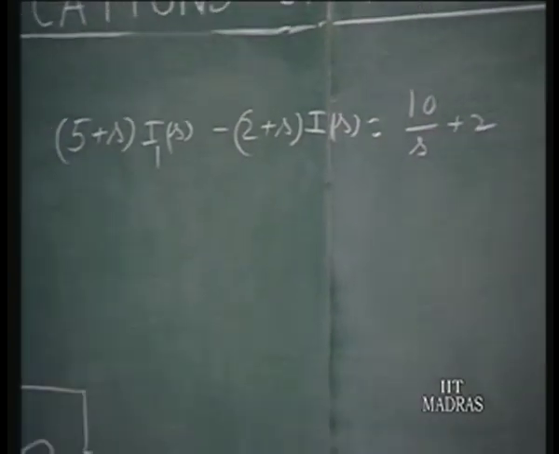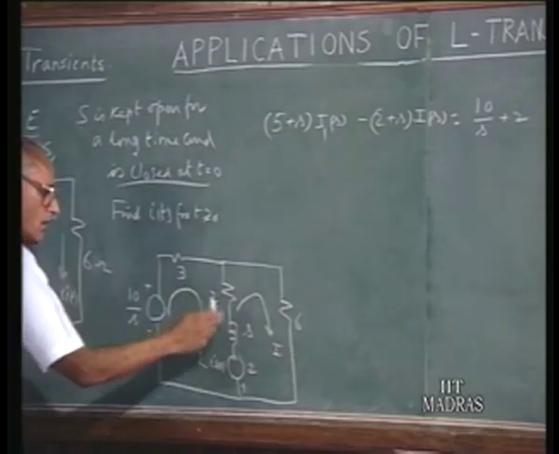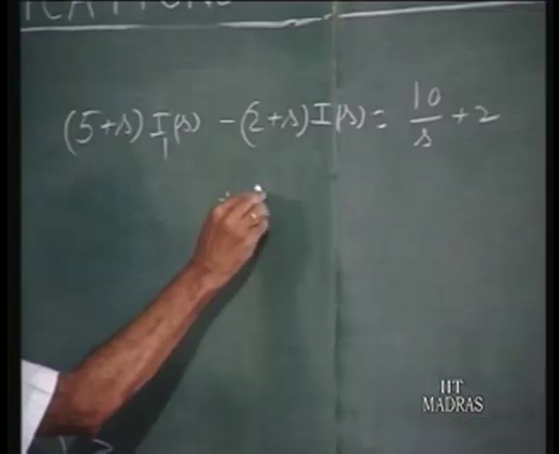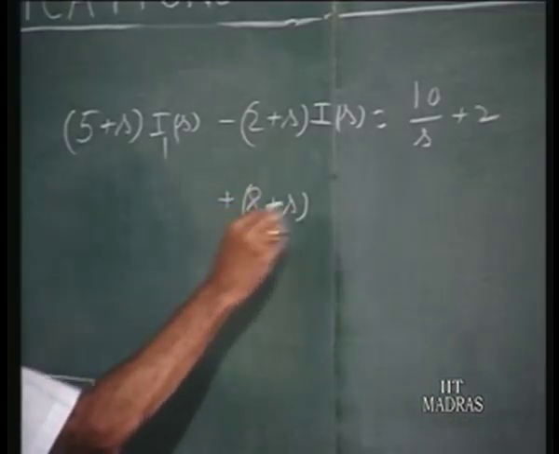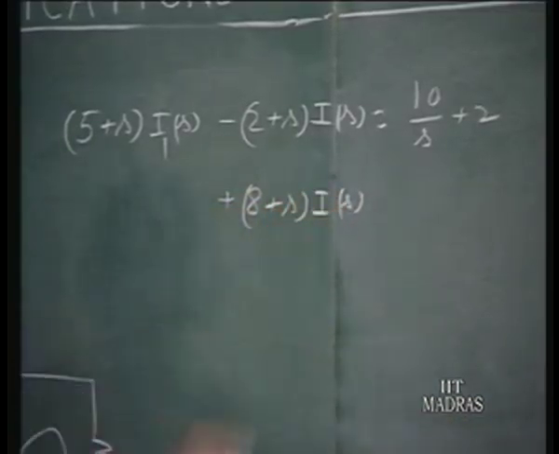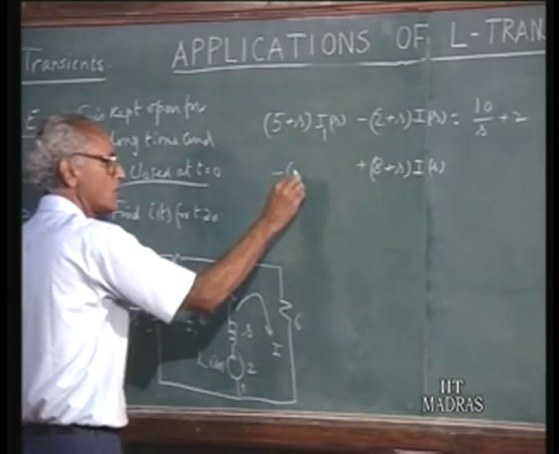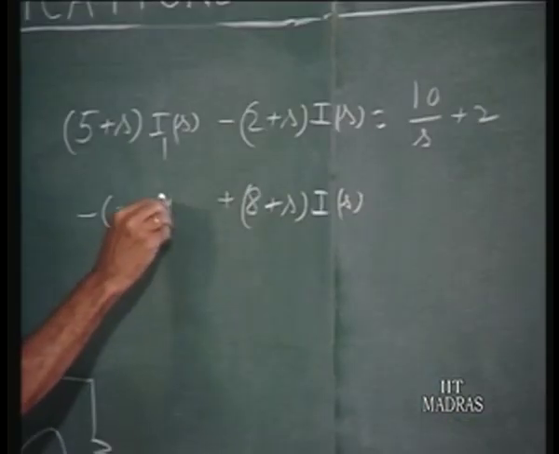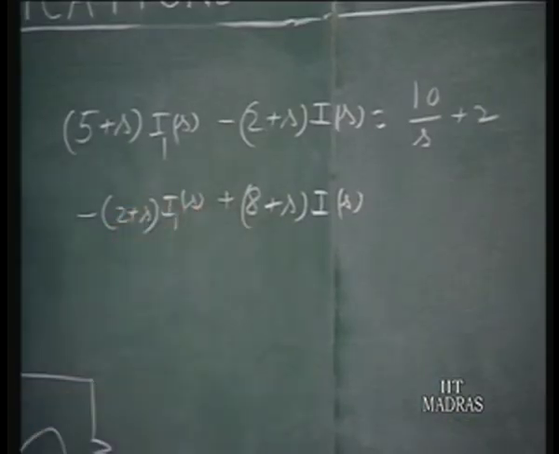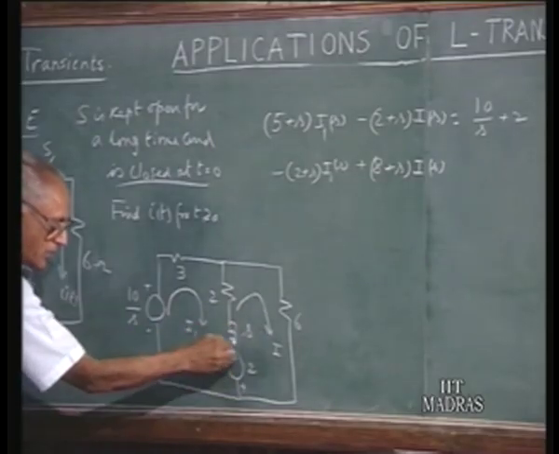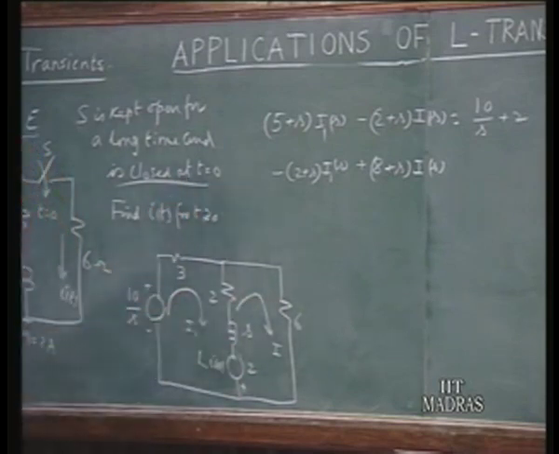As for the second equation, the total self loop impedance is 6 plus 2 plus S, that is 8 plus S, times I2(S), and the mutual impedance between loops 1 and 2 is S plus 2 as before, so minus 2 plus S times I1(S). The total EMF in the second loop in the direction of I is minus 2, because this voltage tries to drive a current in the opposite direction, therefore this is minus 2.